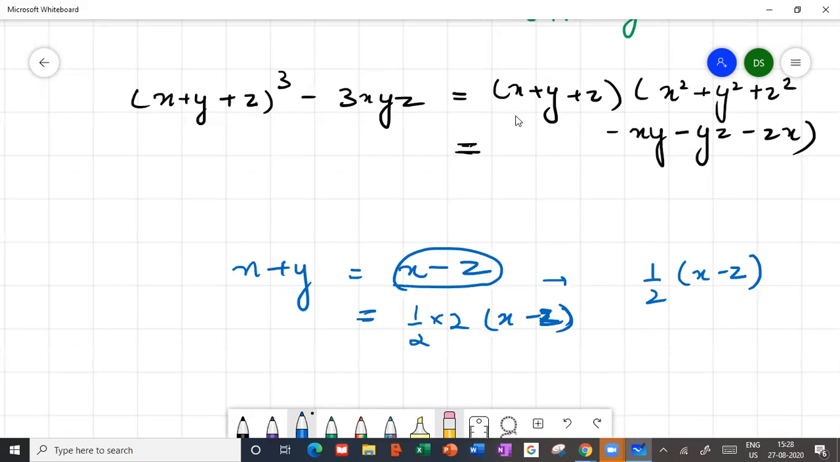Multiply and divide by the same number. Suppose I want to introduce 4. So I am going to do 4 into 1 by 4 into x minus z. Any number. So just multiply and divide by the same number to get that. So on the RHS, multiply by 2 and divide by 2.